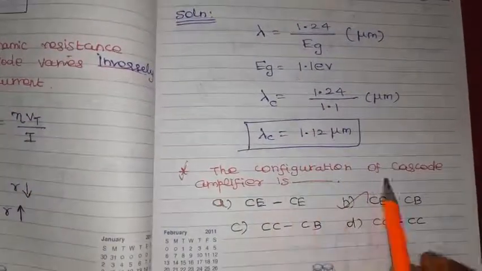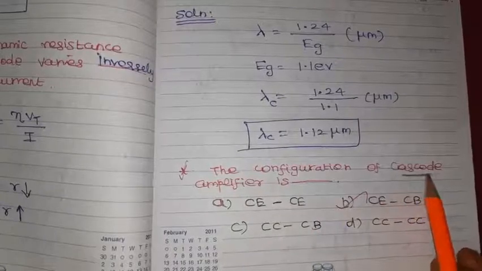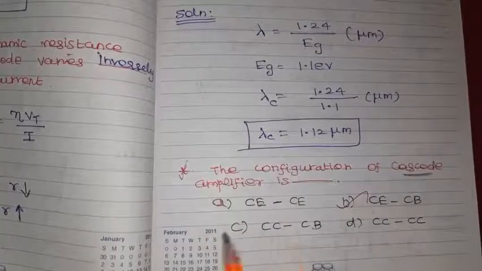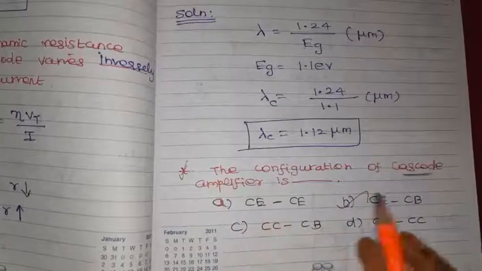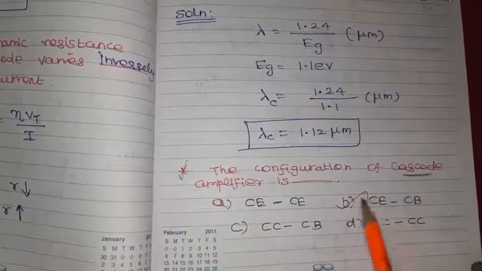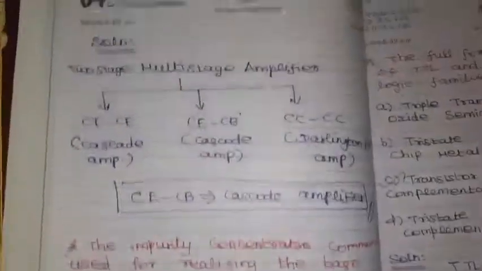The configuration of cascode amplifier. See the question very carefully. Cascode amplifier is CE-CB, four different options are given. Configuration of cascode is nothing but CE and CB, common emitter followed by common base. So we'll see in detail.